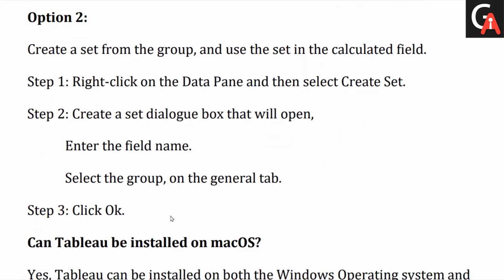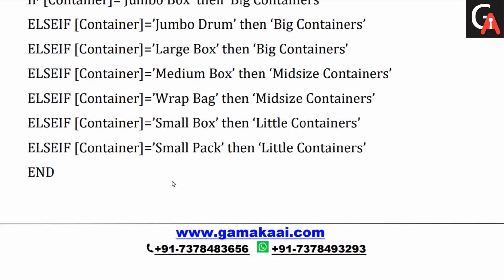Clear? Option 2 is to create a set from the group and then use the set in the calculated field. So we have to right-click on the data pane and then select Create Set. Once we do that, the dialog box will appear, and you add some calculations and click OK, and the set will be created, and we can use that set to see the same thing which we have done using the calculated fields here.